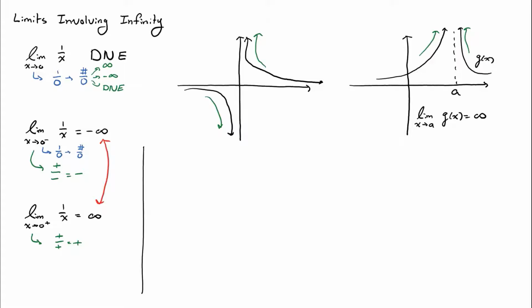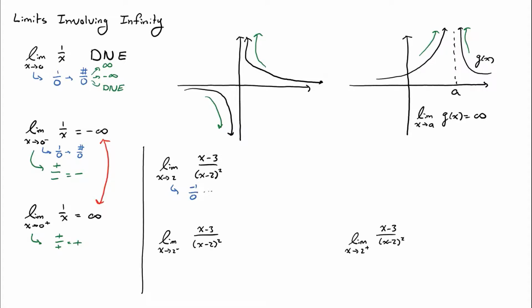Here's another example. The limit as x goes to 2 of x minus 3 over x minus 2 squared. Plugging in 2, we get minus 1 over 0, so we need to split this up. From the left, think of a number a tiny bit smaller than 2. If you like, make it 1 or 1.5. The top will be negative and the bottom positive, making the overall expression negative. The limit is then negative infinity.